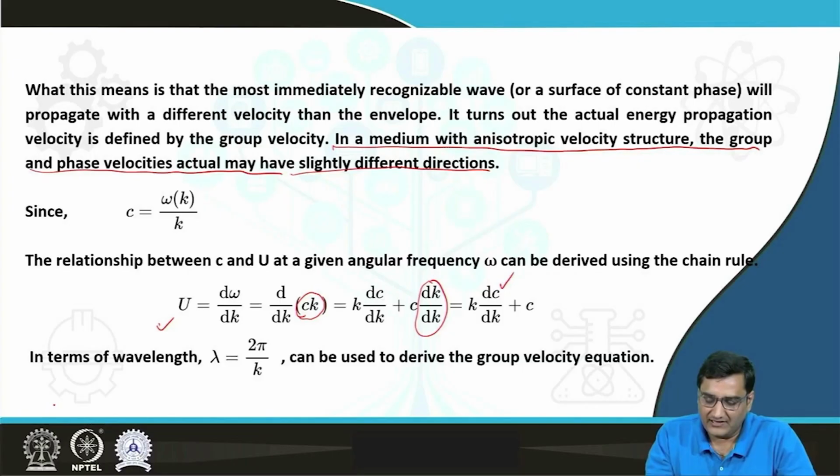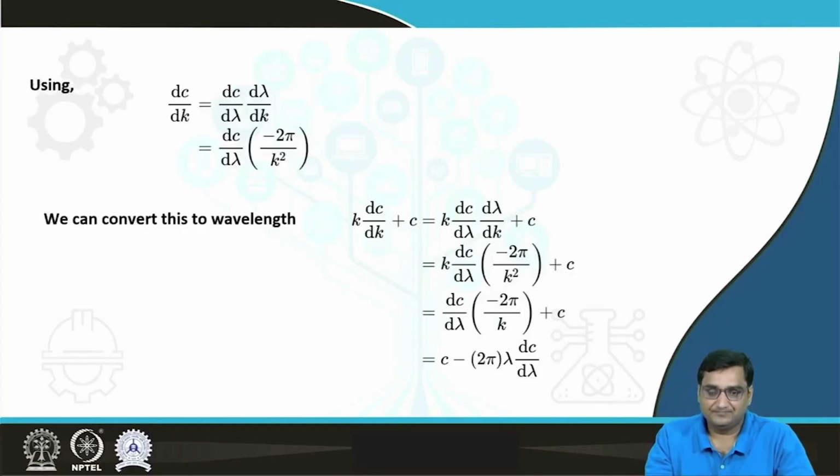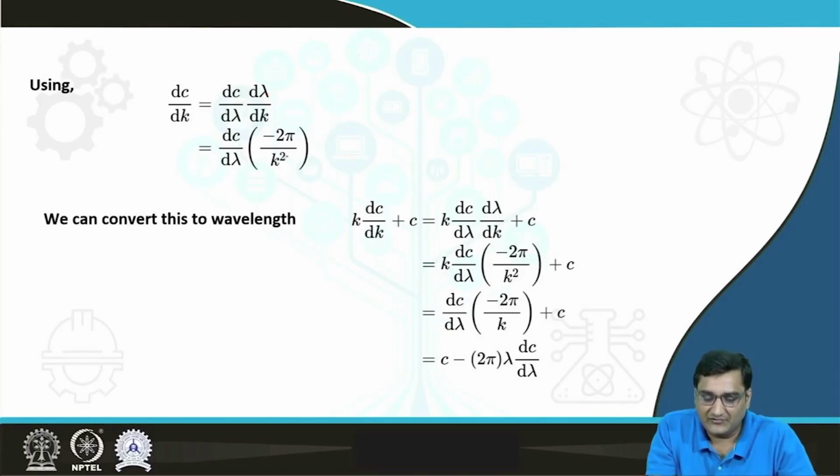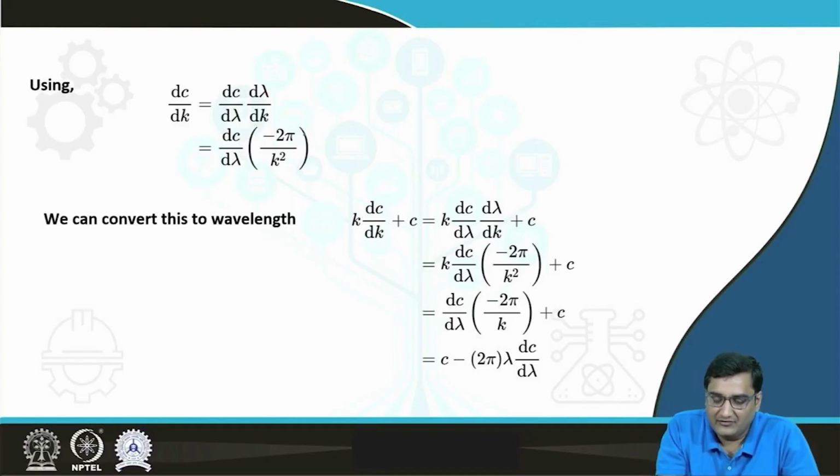So in terms of wavelength, if you want to find out, then you can just take lambda equal to 2 pi by k, and it can be used to derive the group velocity equation. Now let's suppose dc by dk can be written as dc by d lambda and d lambda by dk. We are just cross multiplying d lambda in the numerator and the denominator. Then what you will get is dc by d lambda, and then you are just writing lambda is equal to k upon 2 pi.